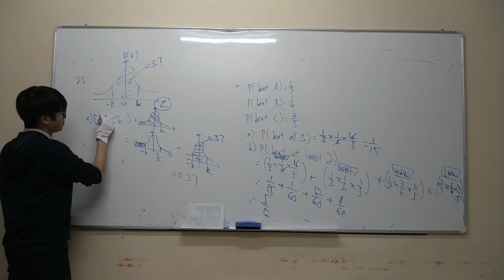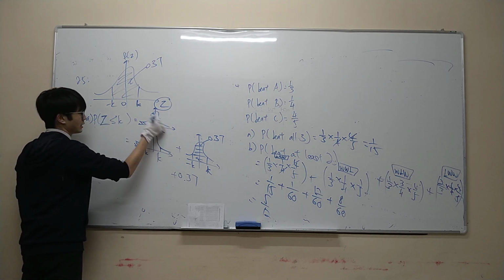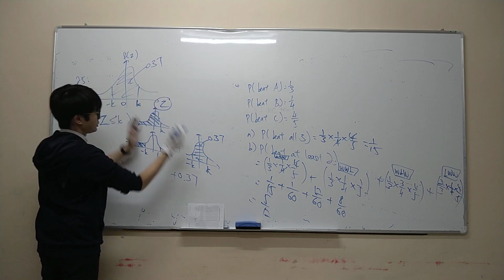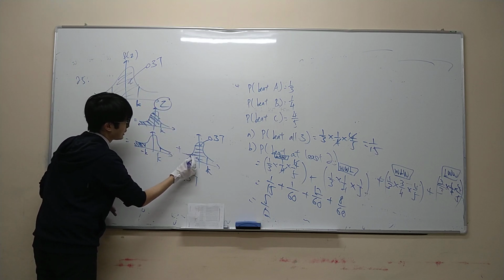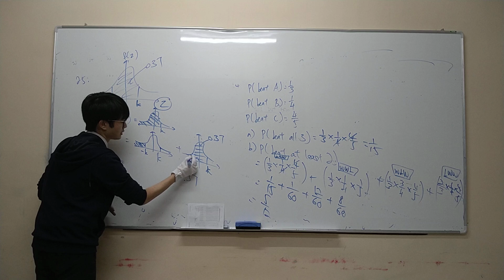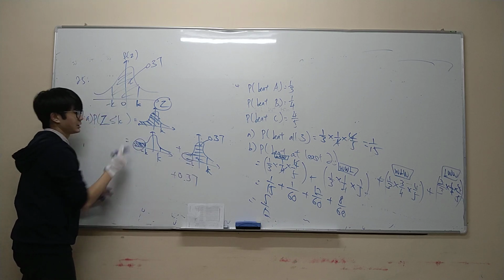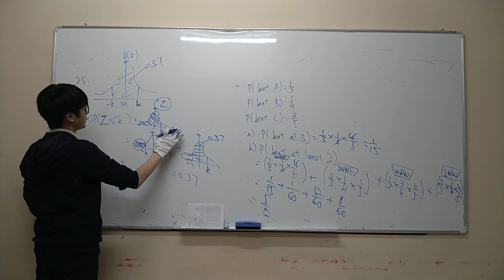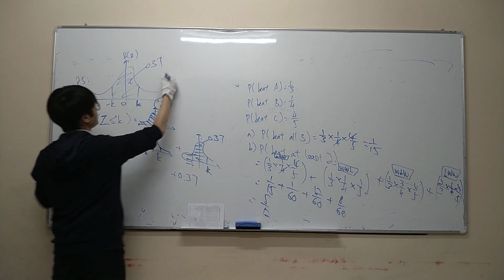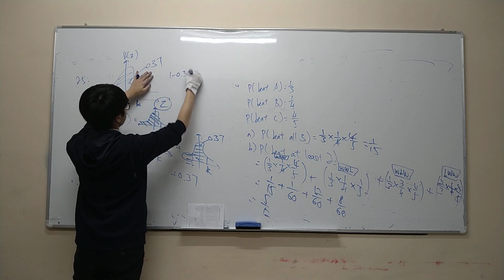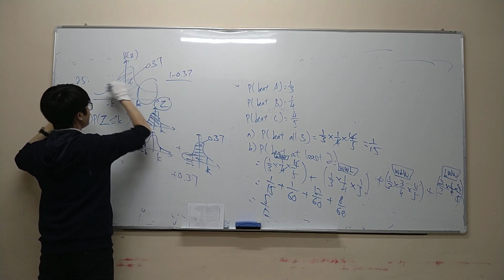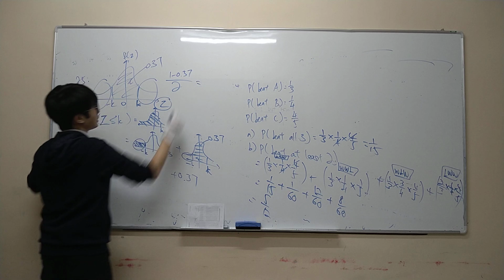So again, P(z < k) is like here. But you already know from negative k to k is 0.37. I just need to add this small part here. So the small part will be here, but I don't know how much it is. But you can find it, because you know the total area is 1. So you can take 1 minus 0.37. If you take the whole thing minus this, you are left with these parts, and then you divide by 2.